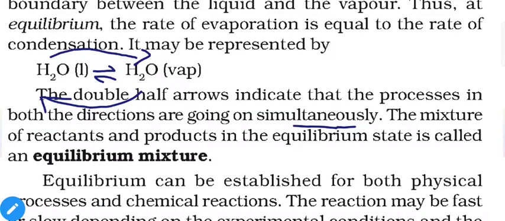The mixture of reactants and products in the equilibrium state is called the equilibrium mixture, and when equilibrium is attained, concentrations will remain constant, although the reaction is still dynamic, still going on, but concentration will remain constant because of equal rate of forward and backward reaction. So as mentioned, if 10 molecules of H2O liquid convert into vapor phase, then 10 molecules will return to the liquid state. So the overall total number of molecules will remain constant in both states.